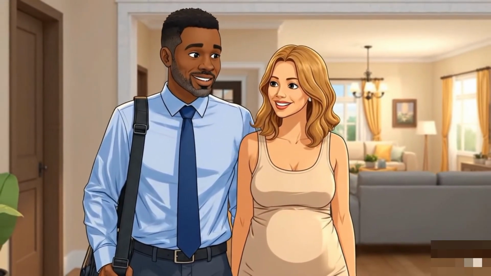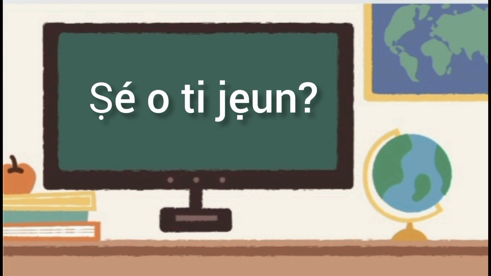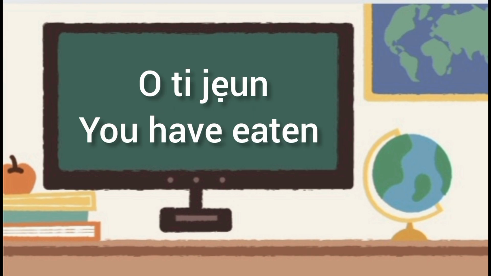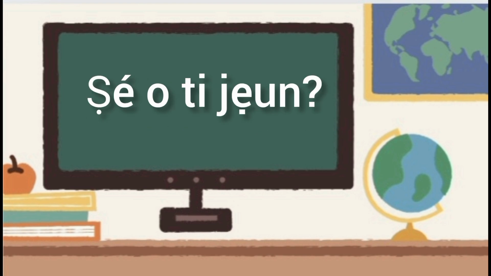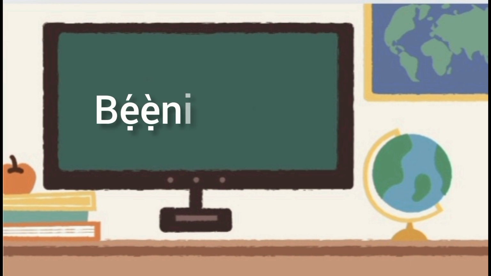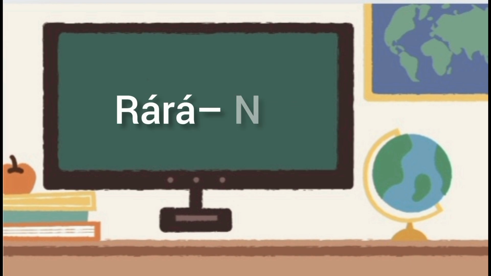A dúpẹ́. Remember I said earlier that ṣé only turns the sentence into a question. It does not change the sentence structure. Now, o ti jẹun is a sentence here, which means you have eaten, while ṣé o ti jẹun is a question, which means have you eaten? Bẹ́ẹ̀ni is yes, while rárá means no.